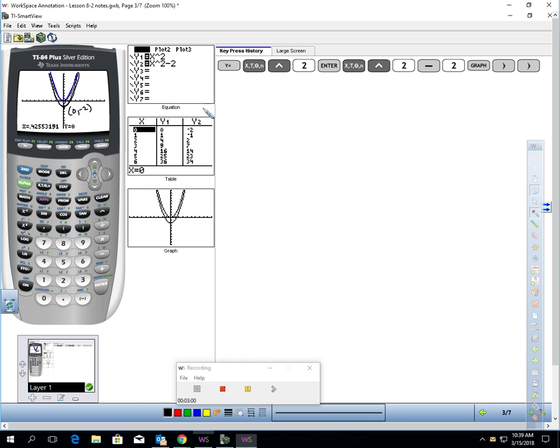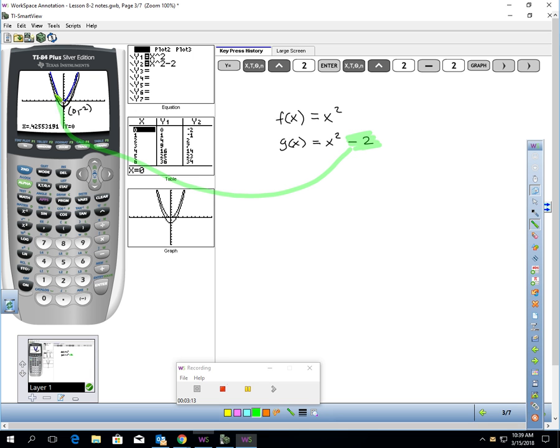Now, how could I have known that by looking at the equations? Well, here was the parent function, and here's the function g of x. The -2 that I'm highlighting told me that this function should move down 2 units, which is what it did. It just moved it down 2. Okay? Now, we can make a table.